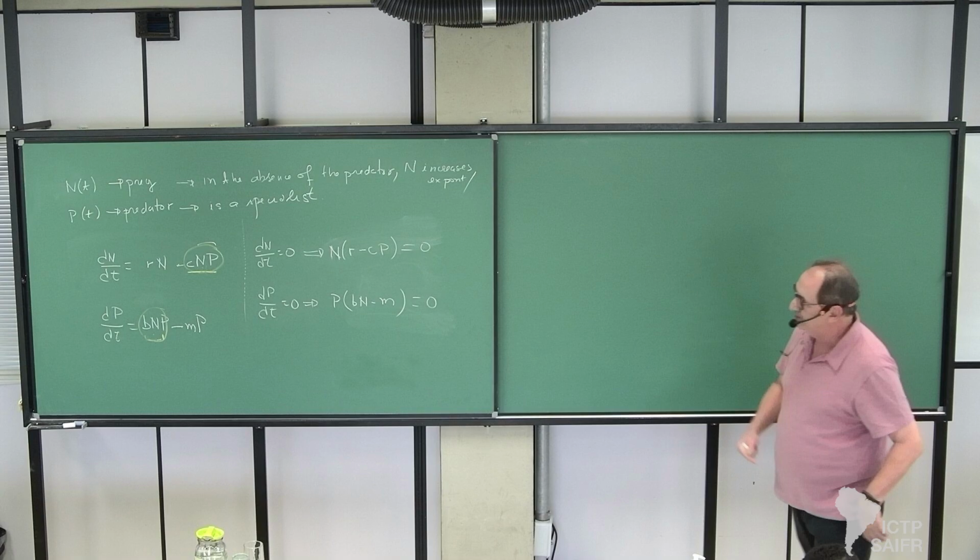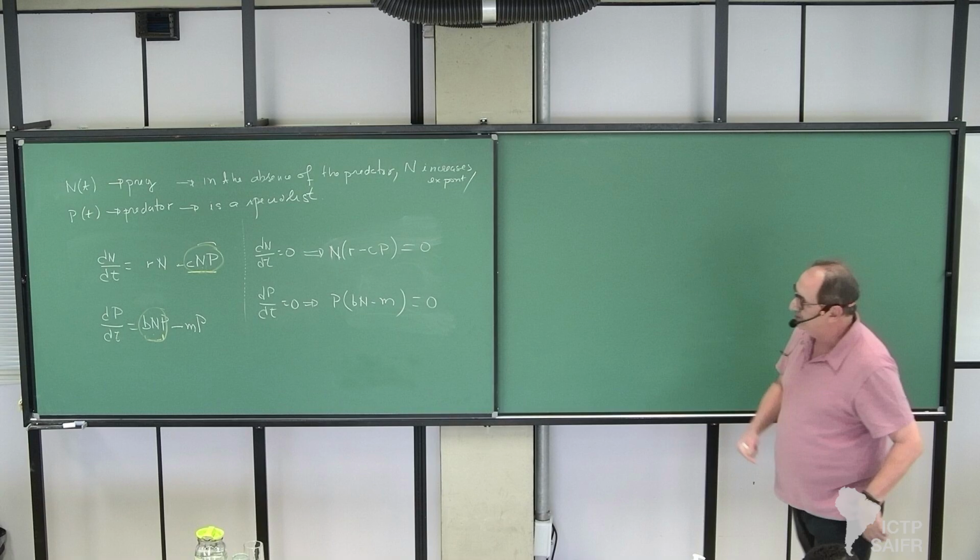Then you could say, okay, maybe n is equal to 0, but p is equal to something else. But we know that if there are no prey, the predator will die out. So no point. And you could say maybe you have just the prey and no predator. Then n increases exponentially. We are not interested. It's not a fixed point.